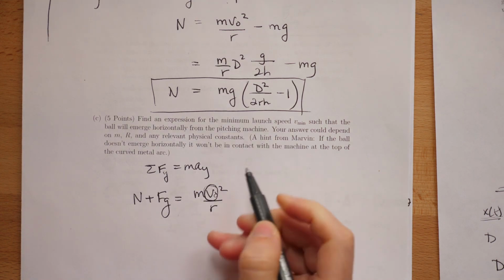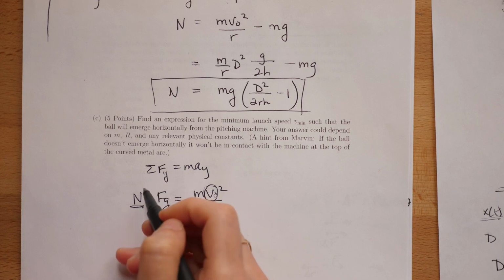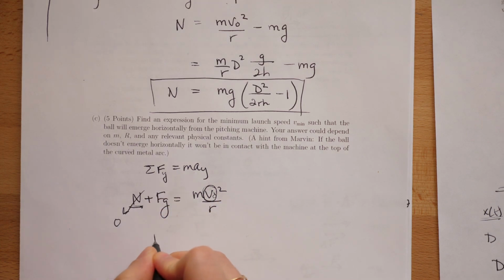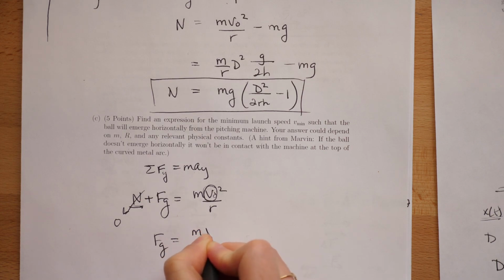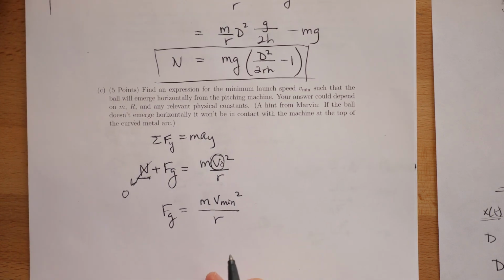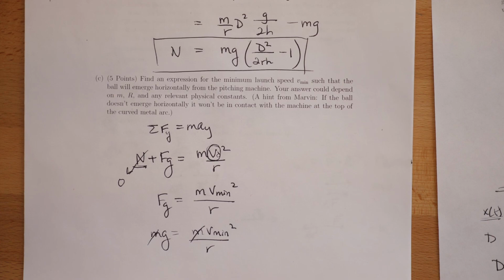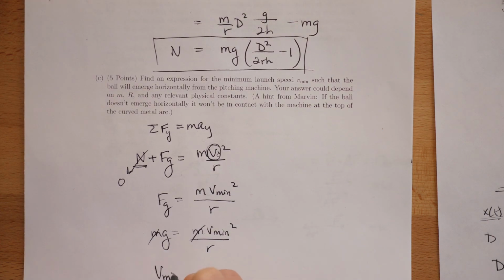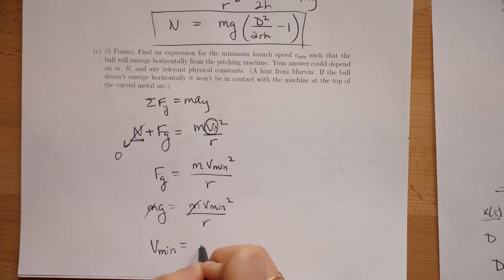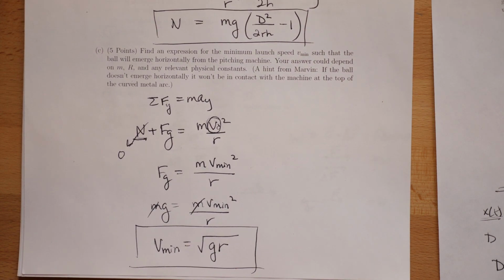So we're looking for the minimum speed. So this is really, we want the minimum one where this just barely goes to 0. So if we take this to 0, we'll have F_G equals m v_min squared over r. And F_G is mg, so mg is m v_min squared over r. The masses cancel, and solving for v_min gives us the square root of g times r. And that is practice exam A.